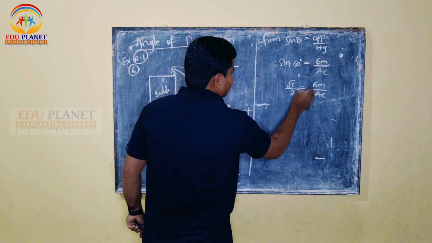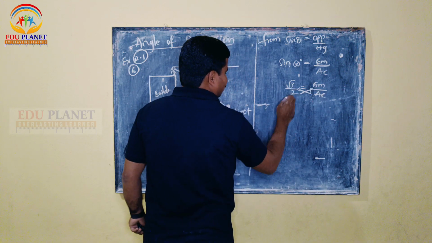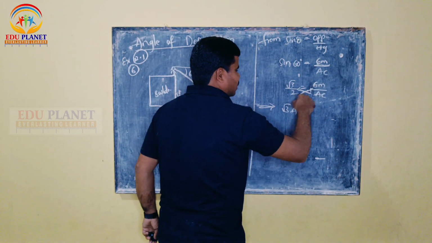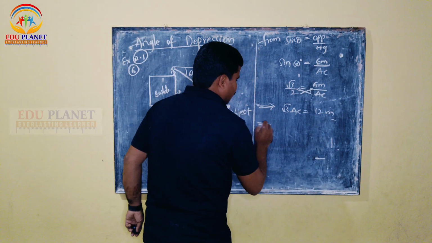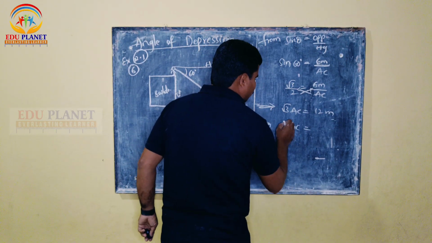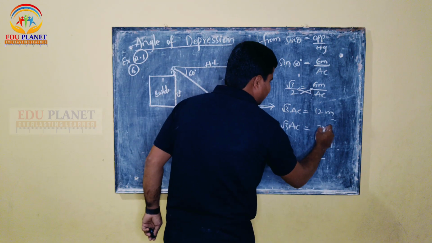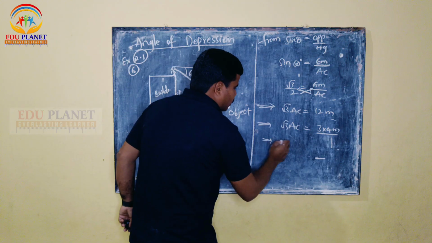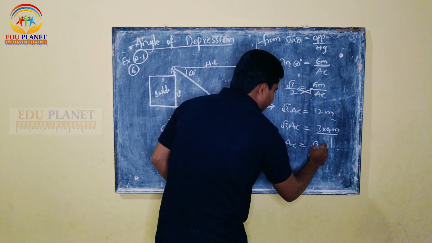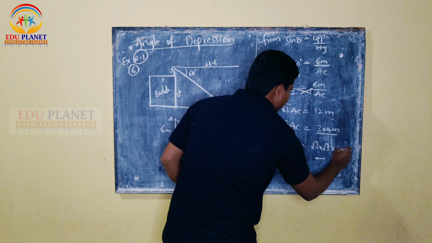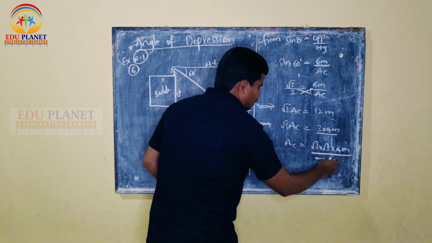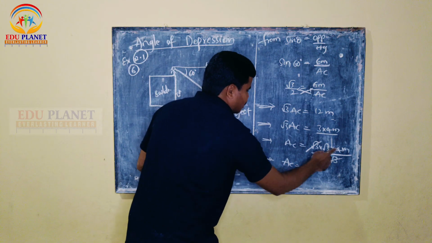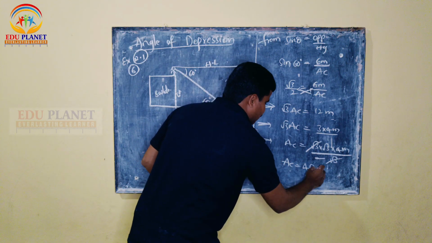Do the cross multiplication, then you will get root 3 into AC equals 6 meters into 2, 12 meters. AC equals 12 meters divided by root 3. I can write 12 as 3 into 4. Next, AC equals root 3 into root 3 into 4 meters divided by root 3. Root 3 can be cancelled. AC equals 4 root 3 meters.